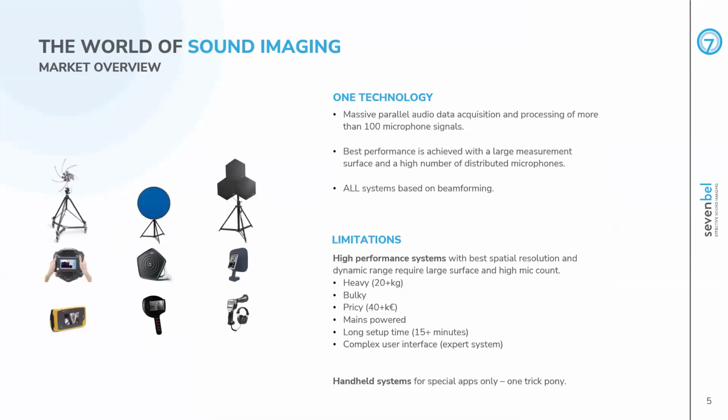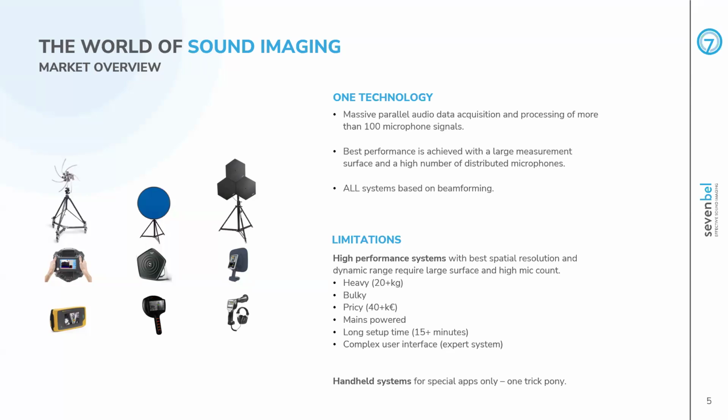Let's kick it off with a brief introduction to the world of sound imaging and what you can currently find in the market. So acoustic cameras today essentially come in different variants, but they are based on one specific technology, which is massive parallel audio data acquisition of typically more than 100 microphone signals. What all of these systems have in common, or what essentially makes a good acoustic camera, is a large measurement surface, and along with that, a high number of distributed microphones.